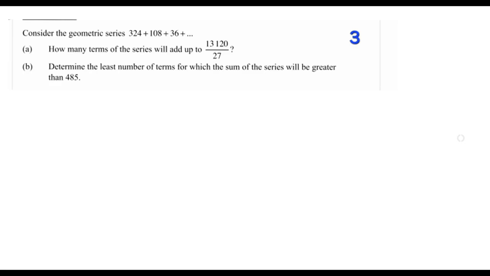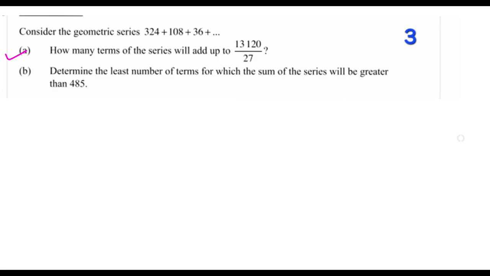So the question says, consider the geometric series. The first question says, how many terms of the series will add up to 13,120 over 27? Second question, determine the least number of terms for which the sum of the series will be greater than 485. So we start with part A.